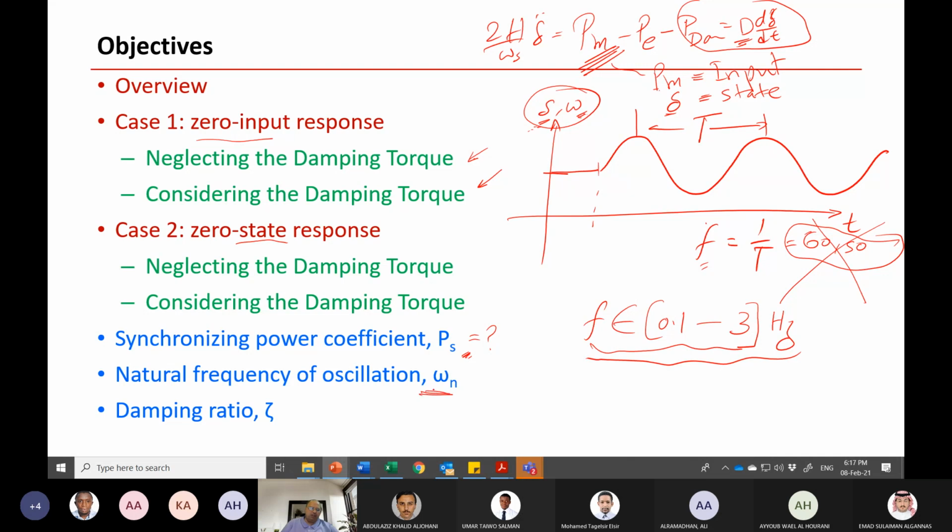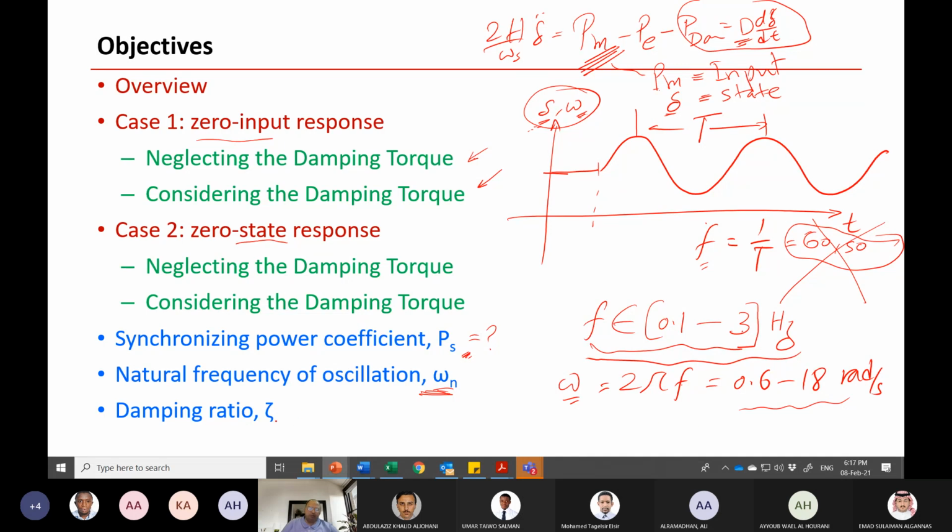So we will see the natural frequency of oscillation, which is omega n equals 2 pi f. If f is 0.1, this is about 0.6 radian per second. If it is 3, 2 pi times 3 is approximately 18 radian per second. So this is the natural frequency here. When you have this small signal stability problem and you want to calculate the natural frequency of oscillation, this is the range.